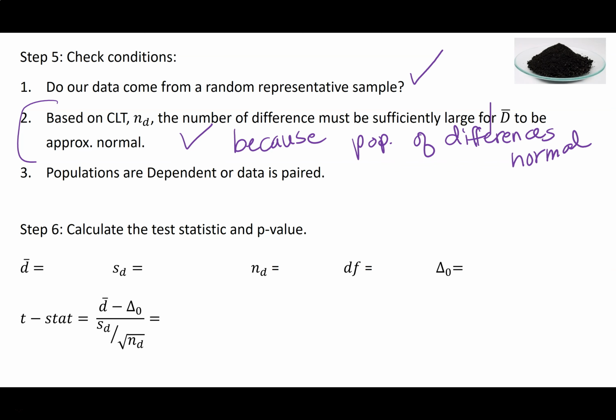However, it gets a lot fishier if you don't know that they're normal. A lot of times you won't know. So in general, you're going to want to have a bigger sample size. If you have samples of at least 30, usually this will be good enough for this to kick in as well. And then data are dependent or data are paired.